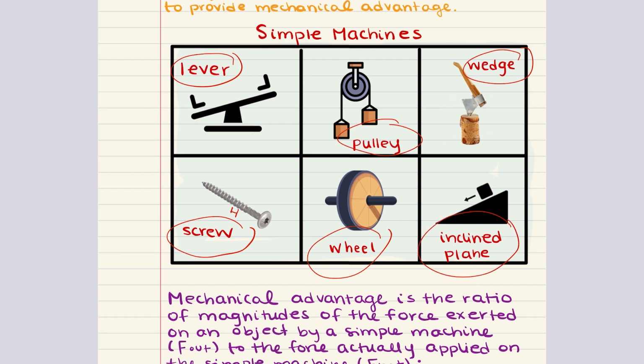And then last, we have inclined planes. This is a flat surface that's tilted at an angle, and it's used to help lift a heavy object by spreading the lifting force over a longer distance. And the mechanical advantage here is calculated by the ratio of the length of the incline to the height lifted.